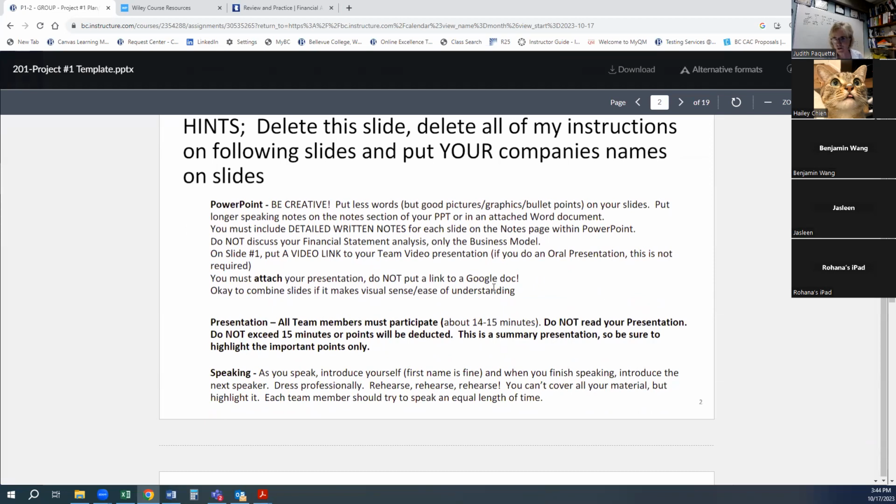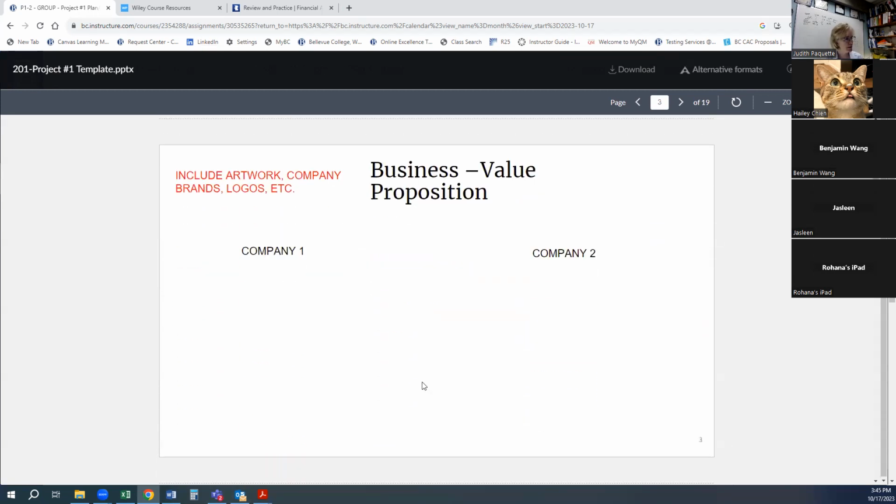And then each page, and I have some things here, PowerPoint, be creative. Attach your presentation. Don't put a link. I want a physical document uploaded. And the whole presentation will be a video about 14, 15 minutes. Don't go over 15 or you'll lose points. I had a team once go for an hour and I was like, oh man, you guys worked hard, but wow. And then here's some notes on how to speak and introduce each other while you're speaking.